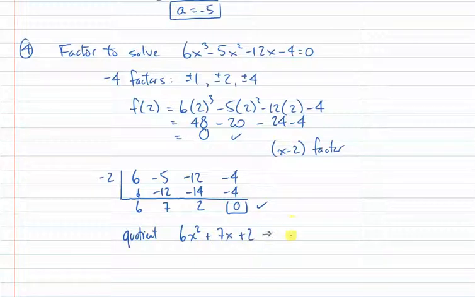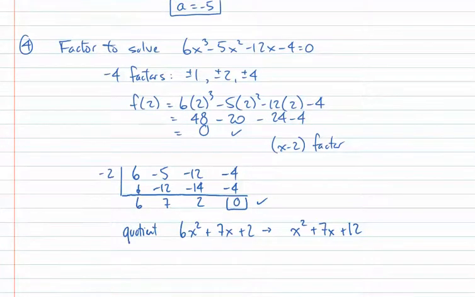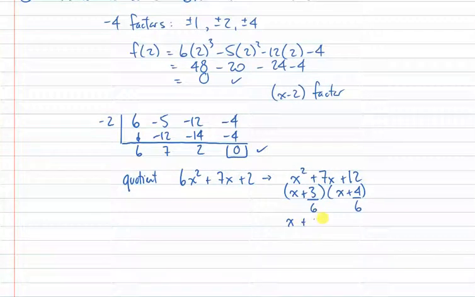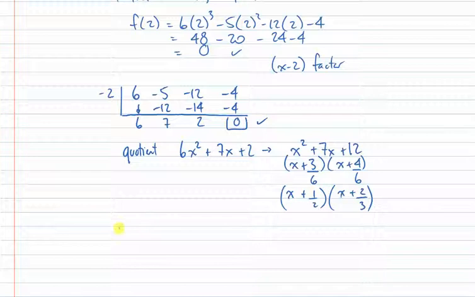Now, there's a little trick we can do, dividing by 6 and multiplying by 6 on the end. This isn't an equivalent polynomial, but it sure makes factoring easier. x and 3, x and 4, and now I will divide each by the 6 that I divided out before. Simplify and write x plus half and x plus 2/3. So the cubic that I had can be rewritten using these three factors: x minus 2, x plus 1/2, and x plus 2/3.